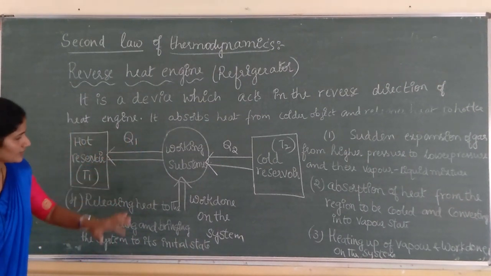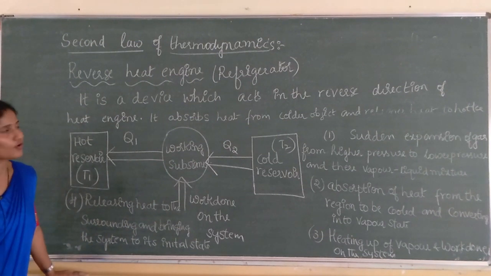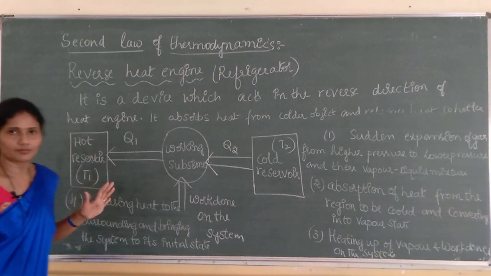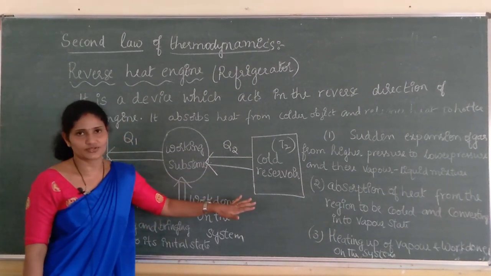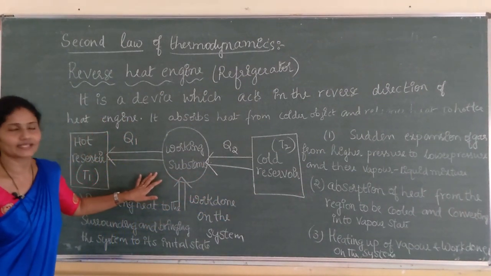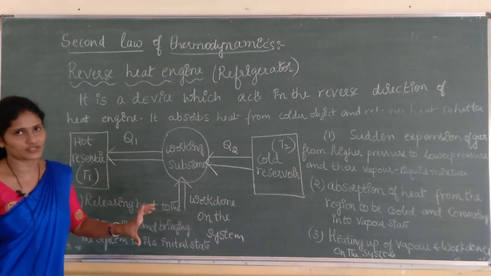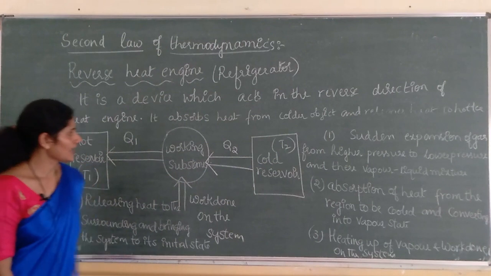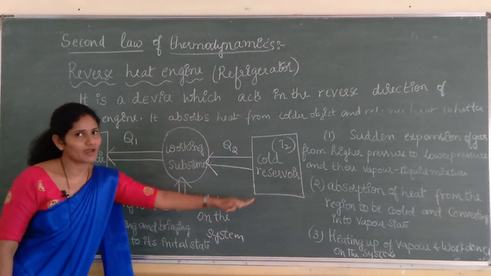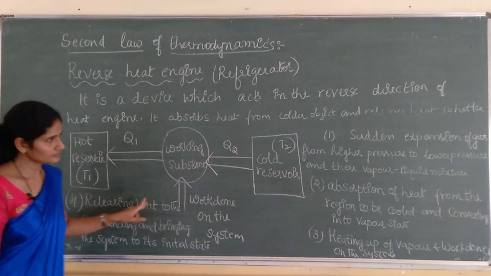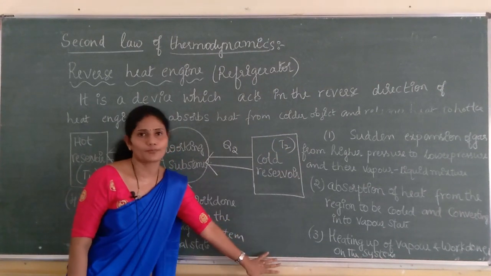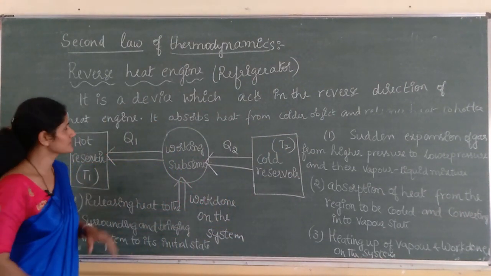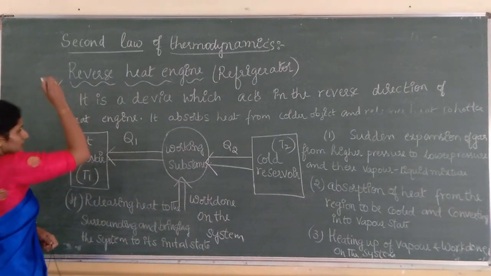So, these are the 4 steps involved in case of refrigerator. If in the examination the question is like this, explain the working of refrigerator, then you have to write the sentence and then this schematic diagram, after that these 4 points. So, this question may be asked for 5 marks. So, this is an important question.